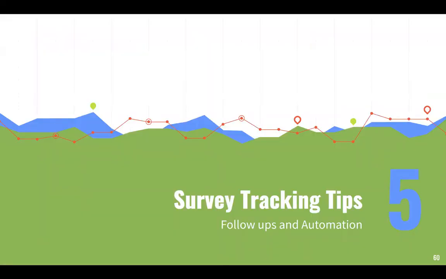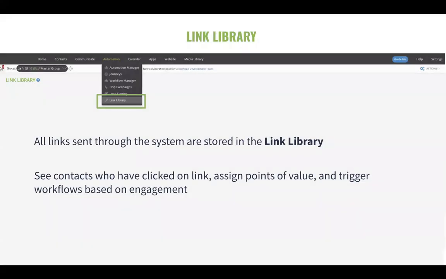So once you've sent the survey out, there's a few ways that you can do the follow-ups and the automation for this. A really great way that I often use would be within the link library. So all of your links that are sent throughout the system are stored in this link library. Anything that you send through your emails or personal emails, this is a good way for you to find them and associate any value points, trigger workflows, and see the engagement behind those links.